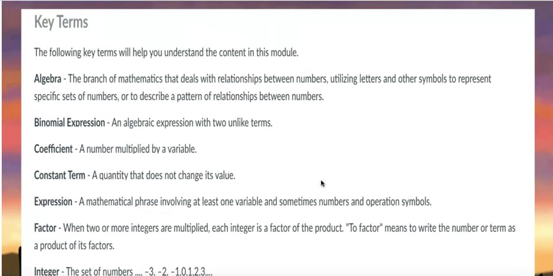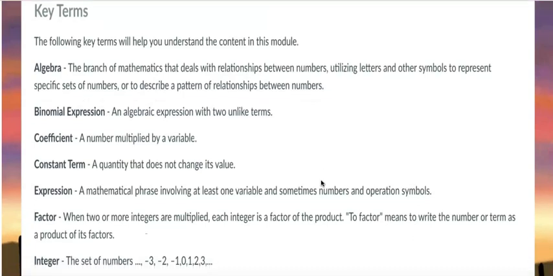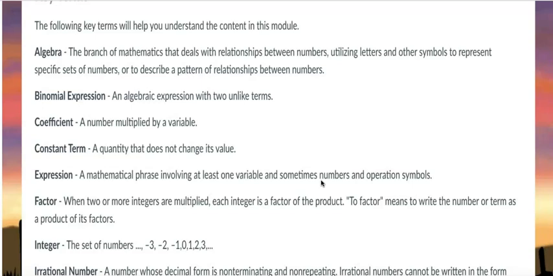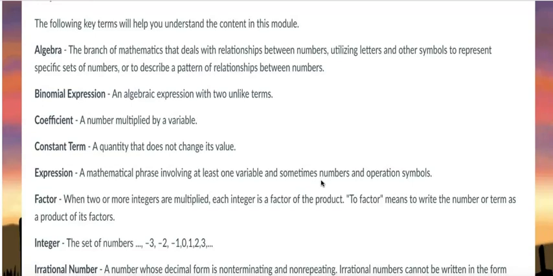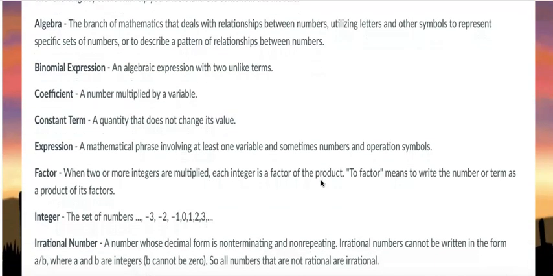So these are some of the key terms which we will be using in this section. First is the definition of algebra. What is algebra? The branch of mathematics that deals with relationships between numbers, including letters and other symbols to represent a specific set of numbers, or it is also used to describe a pattern of relationship between numbers. Then our next definition is binomial expression. What is a binomial expression? It is an algebraic expression with two unlike terms.